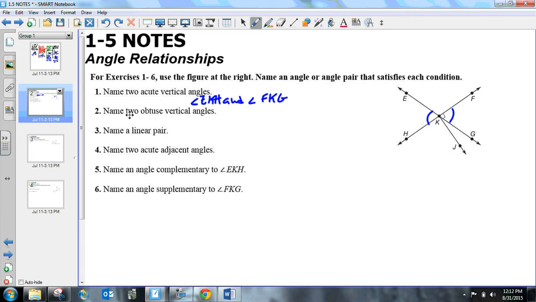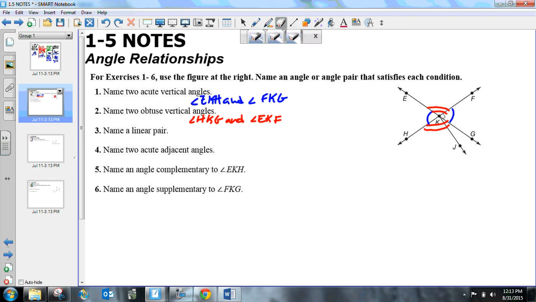Then it wants to know, name two obtuse vertical angles. So if I look at this, the only other vertical angles that I have are these two angles here. They're vertical, and they're larger than 90 degrees. I know that this angle right here, because this is 90 degrees, I know that this one's also 90 degrees, so I'm going to say angle HKG and angle EKF. These are also vertical angles, and they are obtuse.